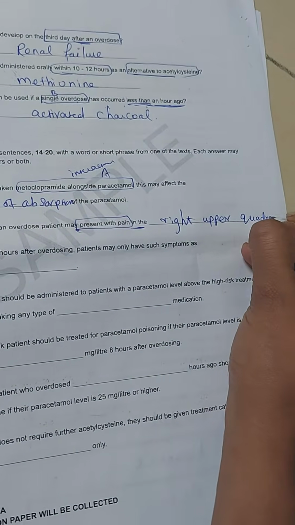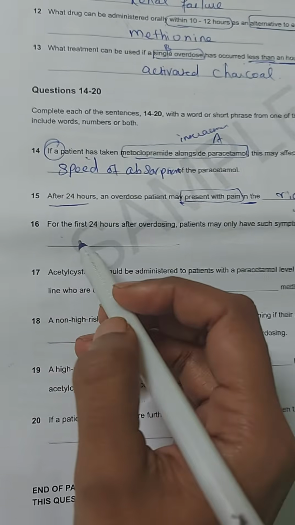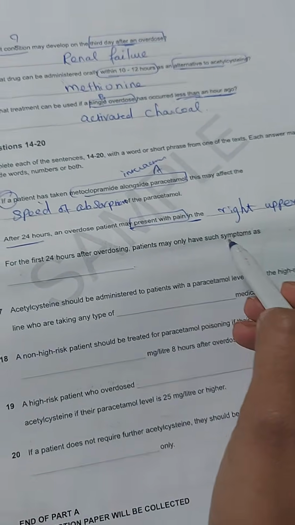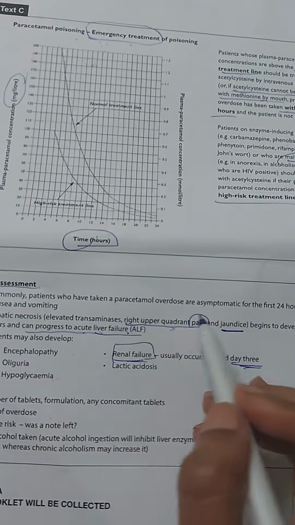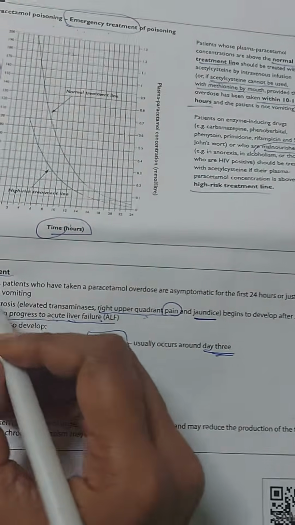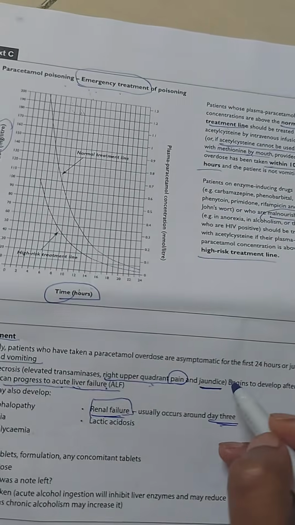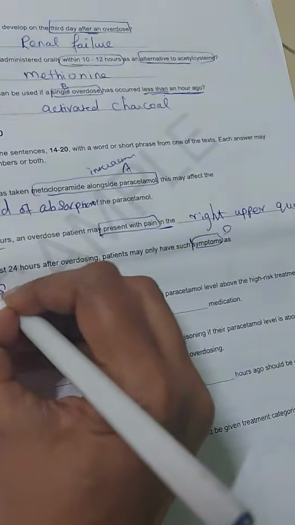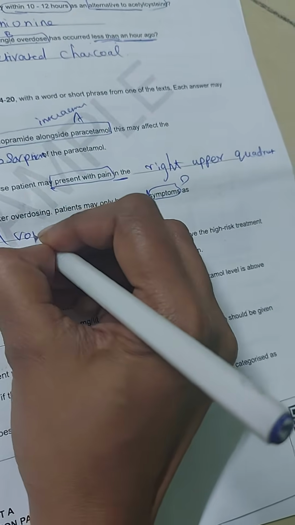Okay. Now again, after 24 hours, here it is first 24 hours after overdosing, patient may only have such symptoms. So again we have to refer to D. What symptoms have they mentioned for the first 24 hours? Or just have nausea and vomiting. Okay. So it is mentioned as nausea and vomiting.